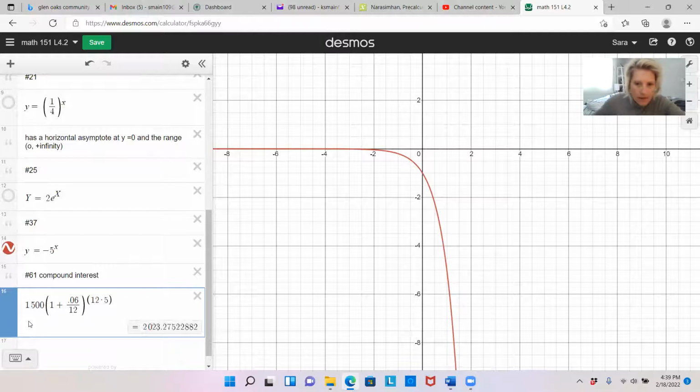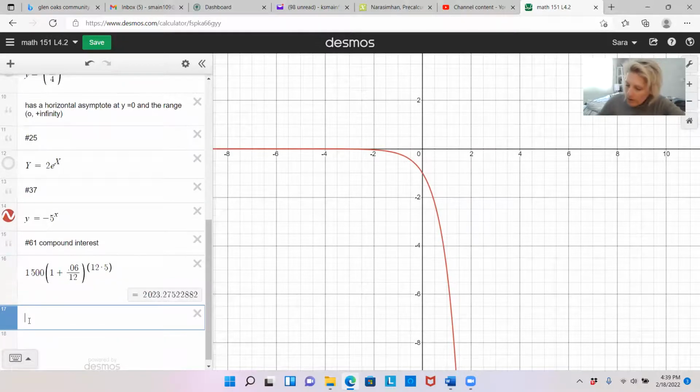Okay. So after 5 years and all of the accruing of interest every month, we should have $2,023.28, rounding appropriately, in our account. Awesome.